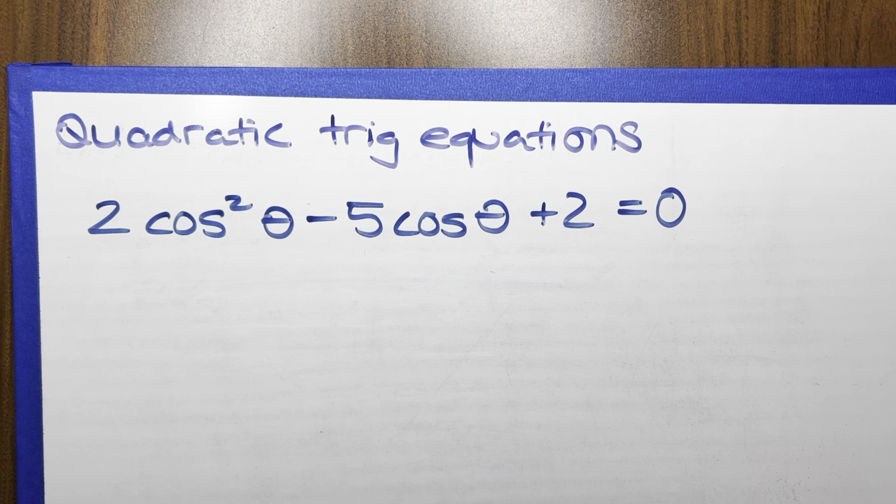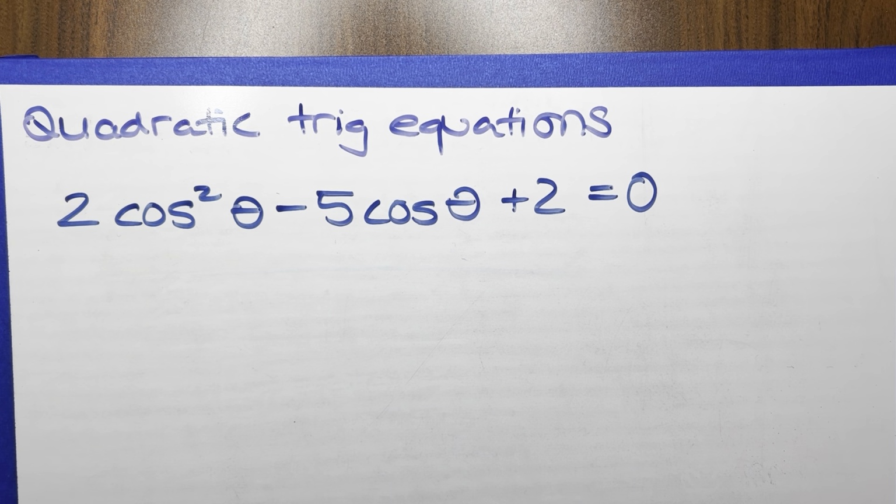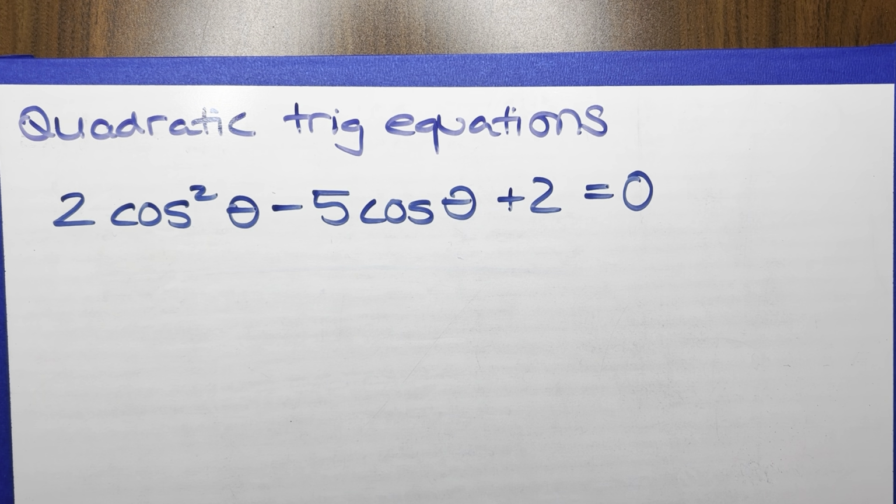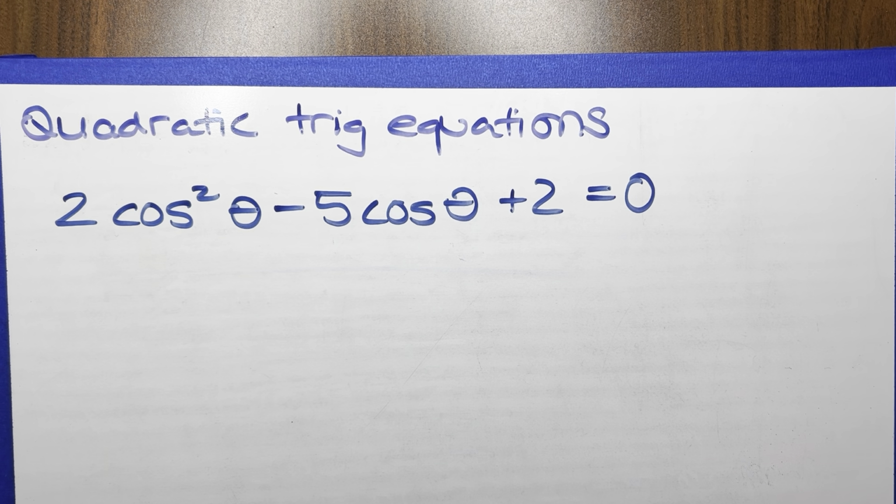Today's topic is solving quadratic trig equations, but today we are going to use factoring as our method of solving. So our equation today is 2 cosine squared theta minus 5 cosine theta plus 2 equals 0.